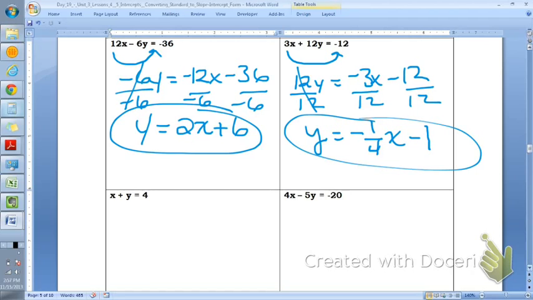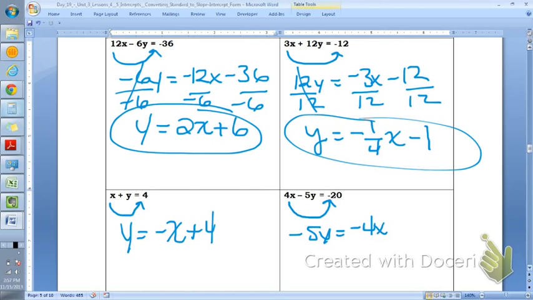The next problem, we move our x term over and get y is equal to negative x plus 4. That one's an easy one. That's all you have to do. Y is all by itself, so you're done. Move the x term over on the next one. Negative 5y is equal to negative 4x minus 20.